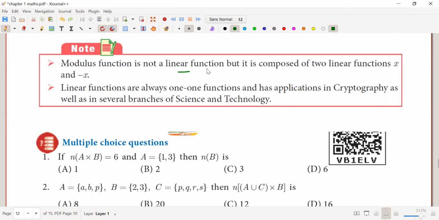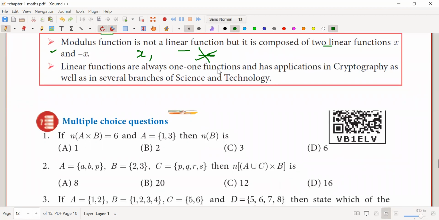The modulus function is not a linear function, but it is composed of two linear functions, x and minus x. We already saw f of x equal to x. It has the line this way. f of minus x has the line this way around. All right. So the positive value of these would give the modulus line. Okay. Linear functions are always one-to-one functions and have applications in cryptography as well as several branches of science and technology. Linear function. Okay.